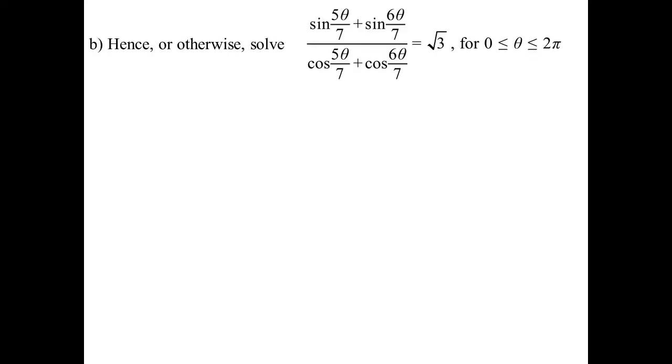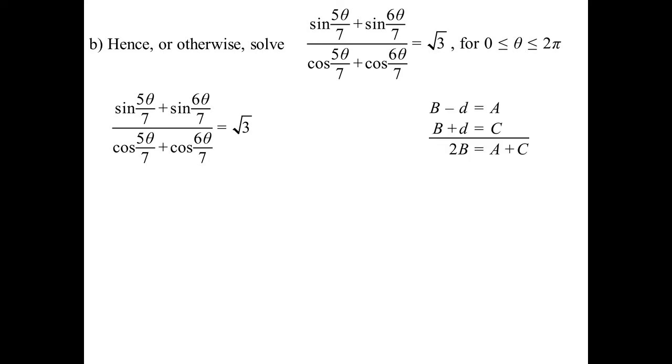Okay, part B of the question then. Hence, or otherwise, should you choose to use a different method, solve this equation. But look at the similarity to what we just did, hence the hence. So in this case, b minus d, remember, was a, and b plus d was equal to c. If I play around with that, I get that 2b is a plus c, and b is a plus c on 2. Why did I do that?